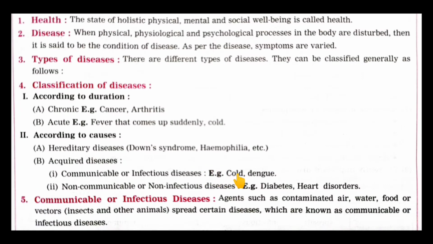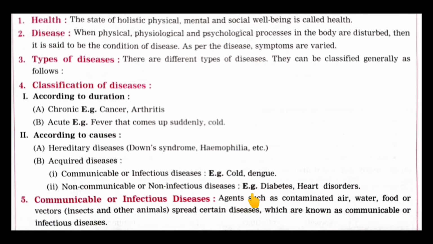If you take the example of cold, if a person is infected by cold, then the nearby person may also get affected because it is an infectious disease. Another one is dengue. It is caused through mosquitoes, so it is also an infectious disease. Then non-communicable or non-infectious diseases. Here examples are diabetes, heart disorders, heart attack, etc. All these diseases are non-infectious. One person is having diabetes, and a nearby person sitting next to that person can't get diabetes because it is a non-infectious disease.